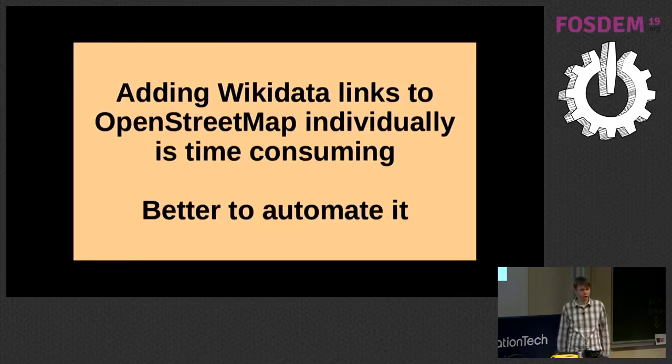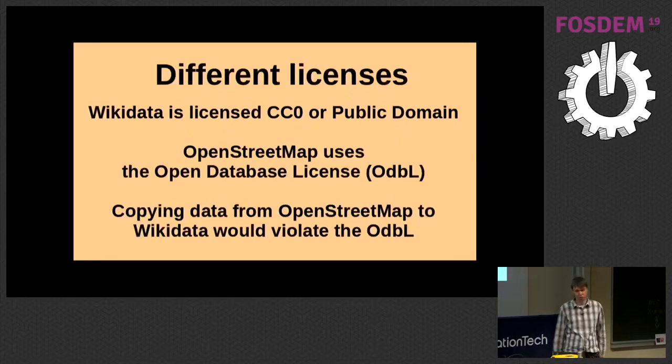So this is a good thing, but there's people adding the tags by hand to OpenStreetMap, but it's time consuming, and so that's why I thought it'd be good to automate it. But there's also some difficulties trying to link the two systems. Like the licenses are different. Wikidata is CC0, which is like public domain, whereas OpenStreetMap uses its own license, the Open Database License. And so you can't copy any data from OpenStreetMap into Wikidata because of the difference in licensing.